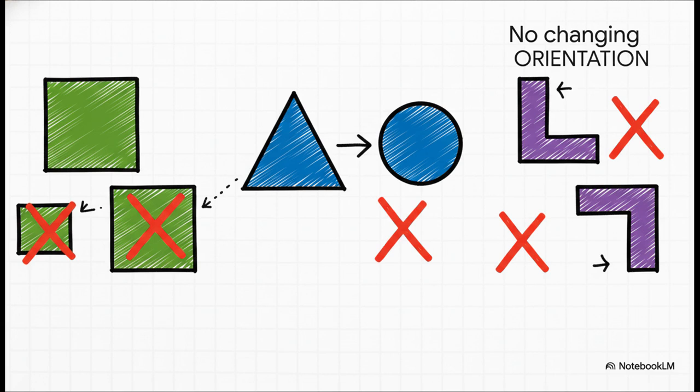It's easy to remember. First, no changing size. It can't grow, it can't shrink. Second, no changing shape. A triangle stays a triangle, period. And third, and this is a big one, no changing orientation. That means no rotating, no spinning, no flipping it over, none of that.